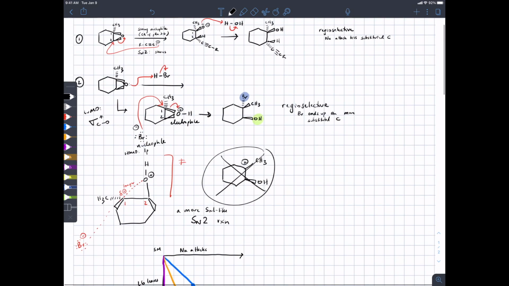All right. In the future, you're going to see another intermediate that's very similar to a protonated epoxide. It's called a bromonium ion intermediate, and the regioselectivity of opening up a bromonium ion will be very similar to that of opening up an epoxide. All right, so that does it for chapter 9.